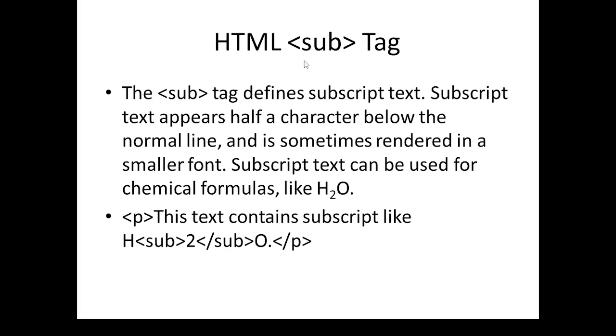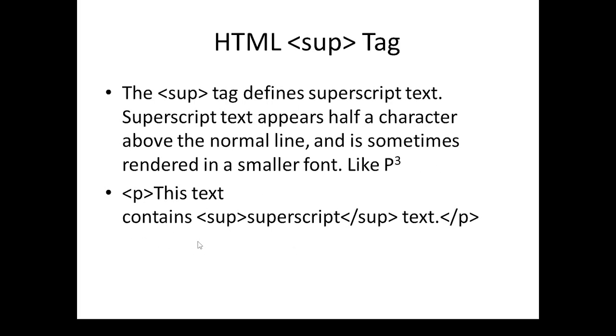Another tag is subscript. The SUB tag defines subscript text. What is subscript text? It appears half a character below the normal line, and it is sometimes rendered in a smaller font. Subscript text can be used for chemical formulas. H and O are on the normal line and the 2 is slightly below the H and O. So this text contains subscript like H2O. How do we write H2O? H sub 2 O.